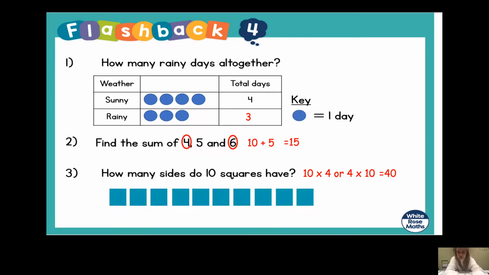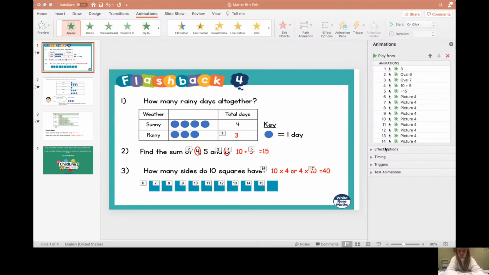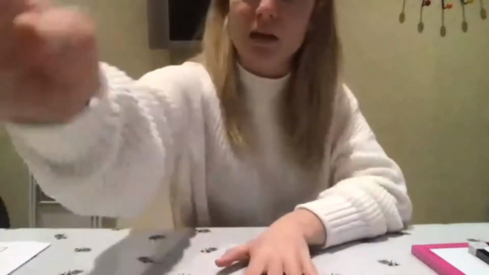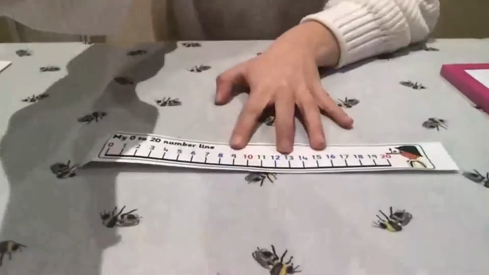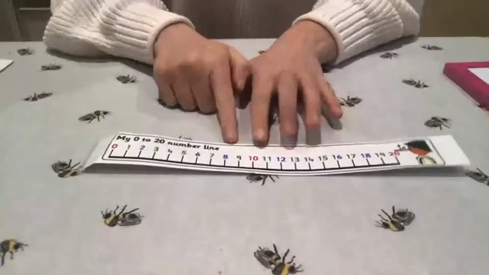Now let me unshare my screen so that we can get on with today's learning. Okay, so hello Year 2. As I said, today we are looking at pictograms where one picture represents 2 items. So before we do that, we need to see how super duper we are at counting in 2s. So here is my number line. Are you ready to count in 2s with me?